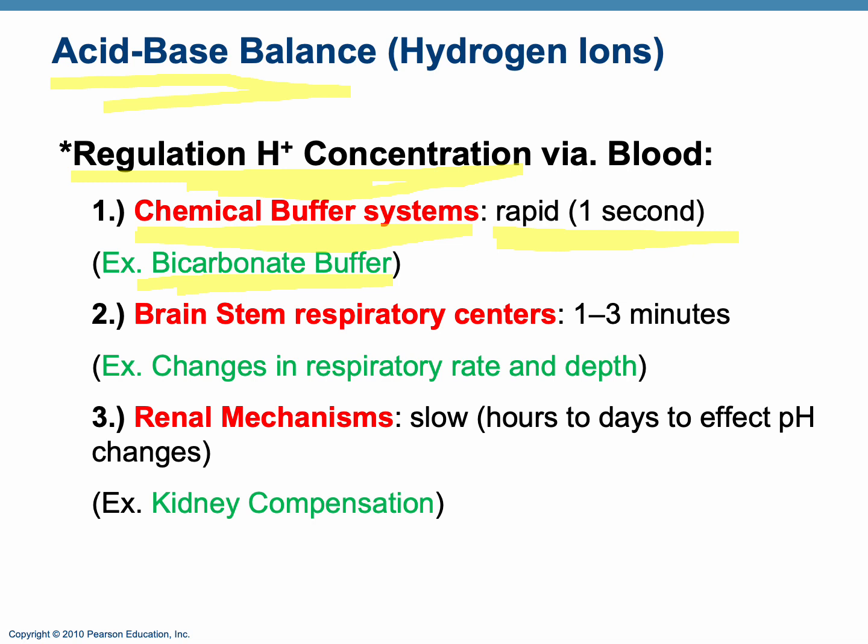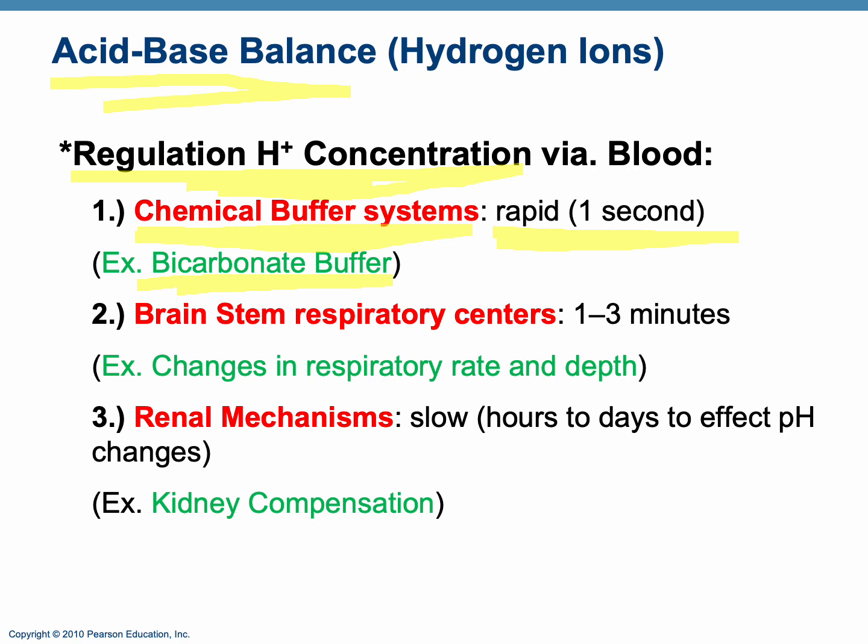So again, buffers are important because they help with sensing changes in blood pH, and they allow for the fact that you don't have drastic changes in your pH. They minimize those changes in blood pH.